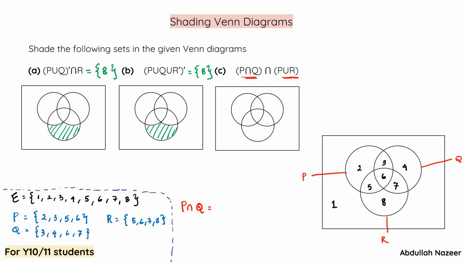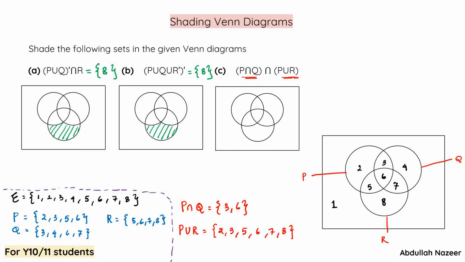And if you have a look at the sets P and Q, we see 3 is common between P and Q, and 6 is common between P and Q. So this set is going to be 3, 6. Now let's find the set P union R. So P union R is basically putting everything that is in set P and set R together, which is 2, 3, 5, 6, 7, 8.